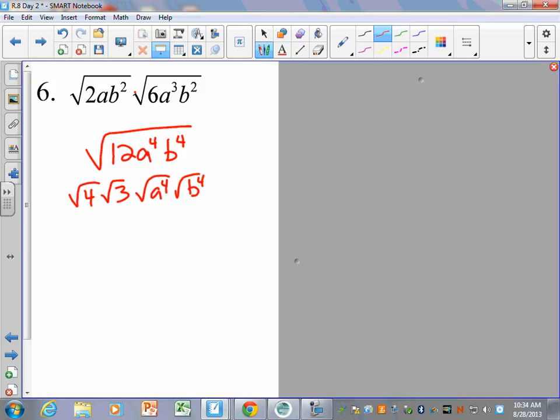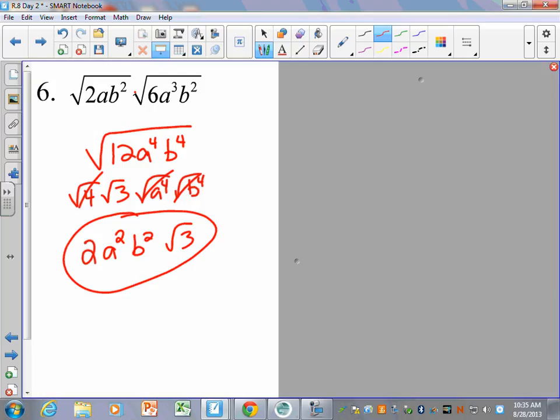Make sure you write what's outside the radical in front, and then you write your radical at the end. Otherwise, it gets a little messy when you're grading it. So I like to go through and write everything that's a perfect square. Square root of 4 is 2. That's taken care of. That's not a perfect square, so I'm going to skip it. The square root of a to the 4th is a squared, and the square root of b to the 4th is b squared. And then what's left over is a radical 3. And that would be your answer on that.